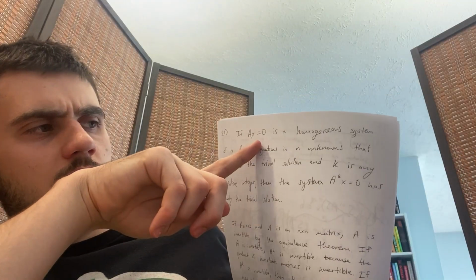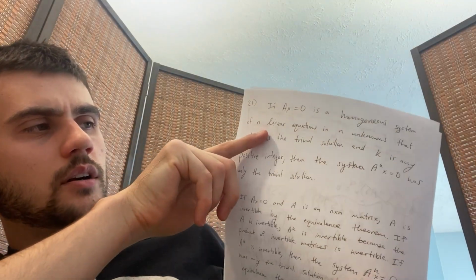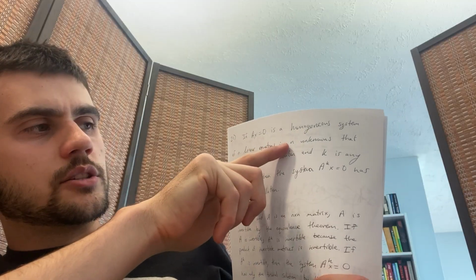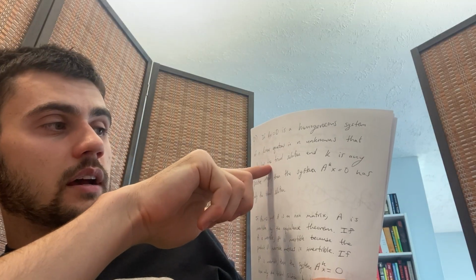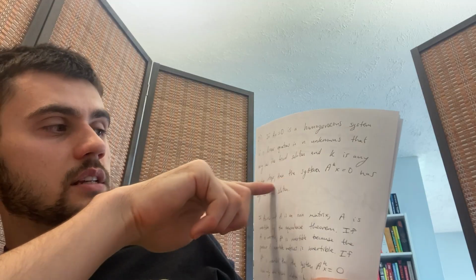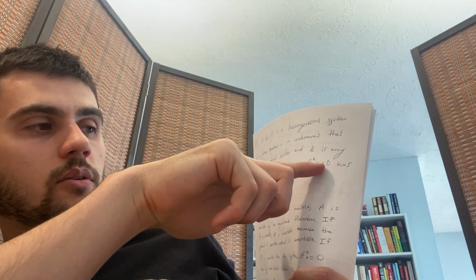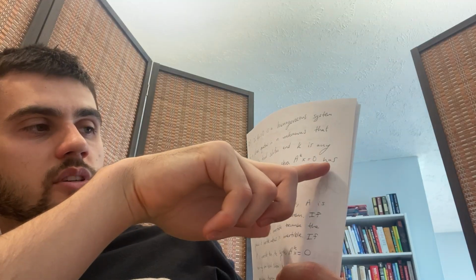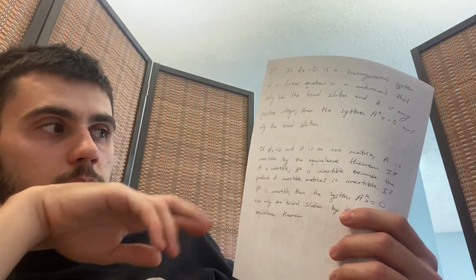Then we did a proof. Prove that if AX equals 0 is a homogeneous system of n linear equations in n unknowns that only has the trivial solution, and k is any positive integer, then the system A to the k power X equals 0 has only the trivial solution. So I think this is actually pretty straightforward.